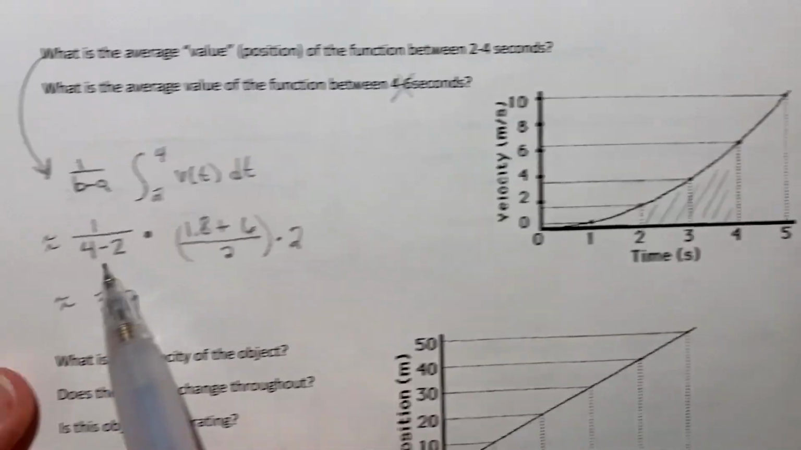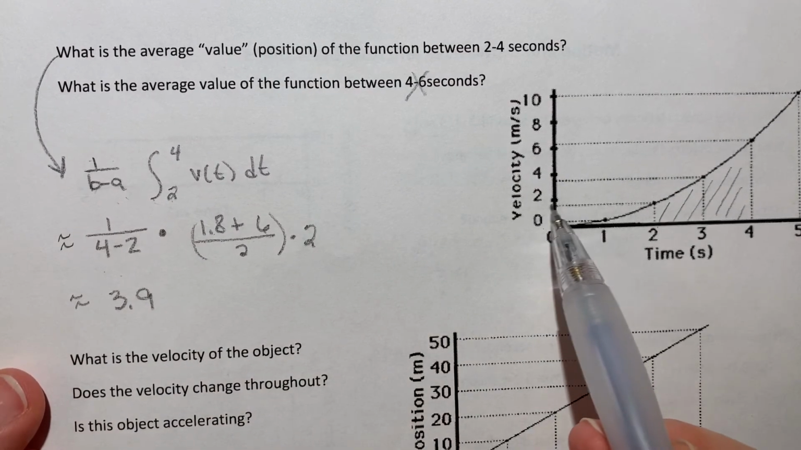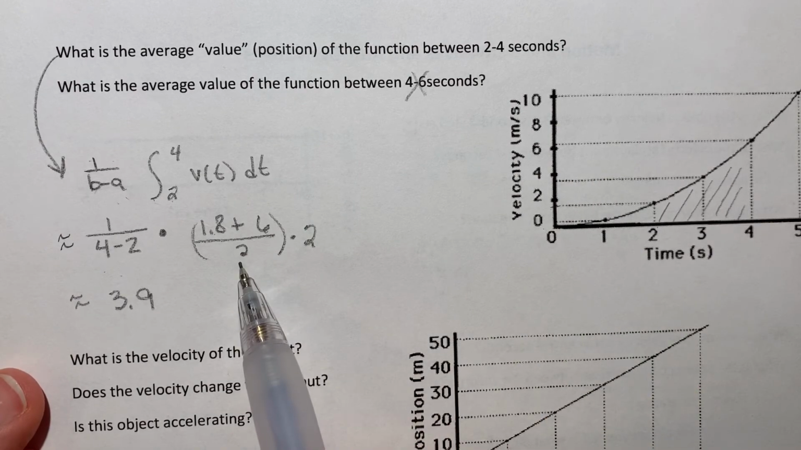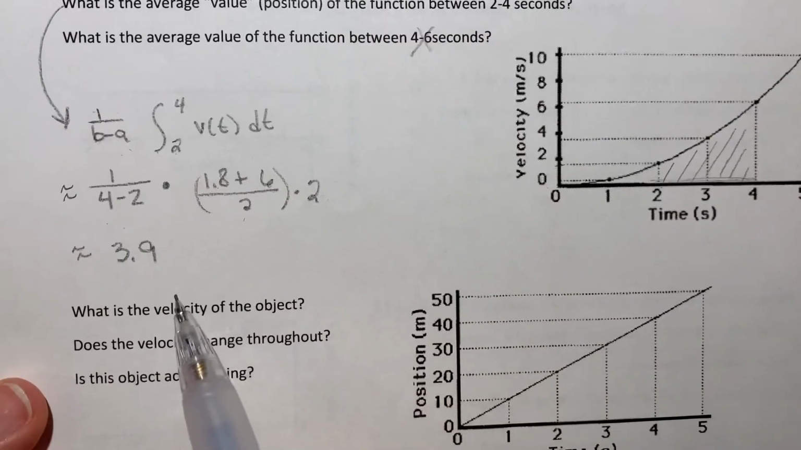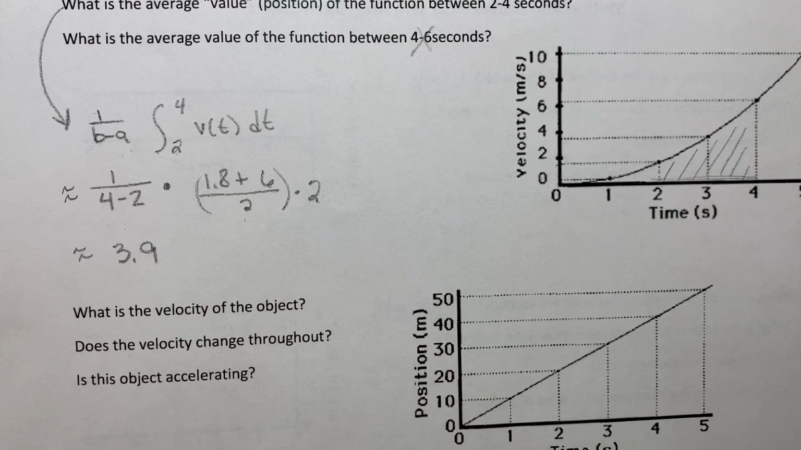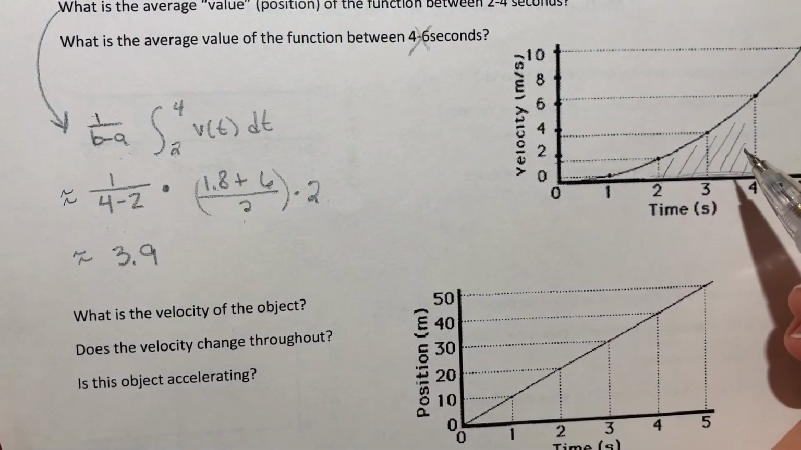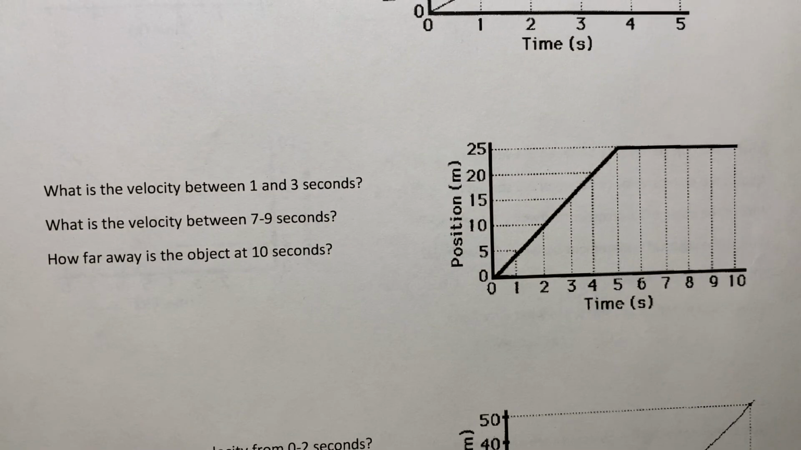So this is my 1 over b minus a. These are the two heights. I just called this 1.8 and I called this 6. I want to take the average of those and multiply it by the width here, which is 2. So it's approximately 3.9. It's definitely an approximation because this is a curve. Okay, the rest of these are kind of the same as what is on the front.